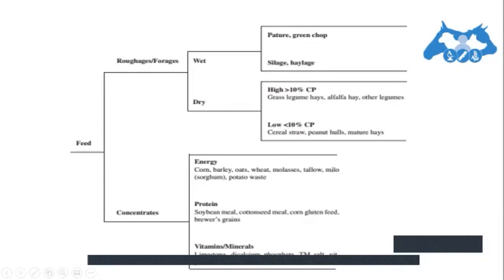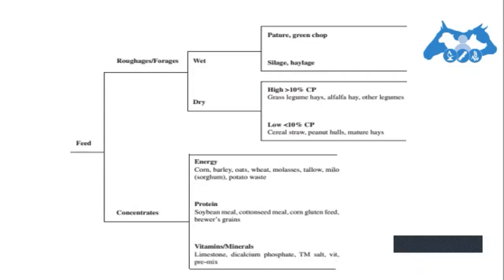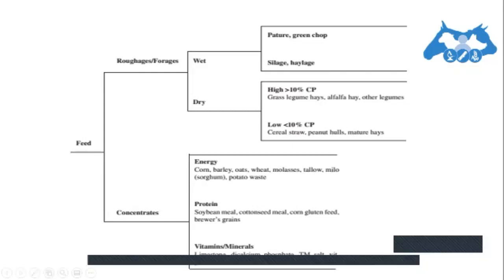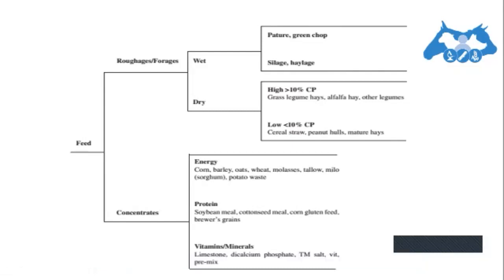And in case of dry roughages, basically there are two types of roughages or forages. One which has more than 10% of crude protein, CP, and this includes grass, legume hays, alfalfa hay, and other legumes. Whereas those dry roughages or forages which have low or less than 10% CP are mostly cereal straws, peanut hulls, mature hays, etc.